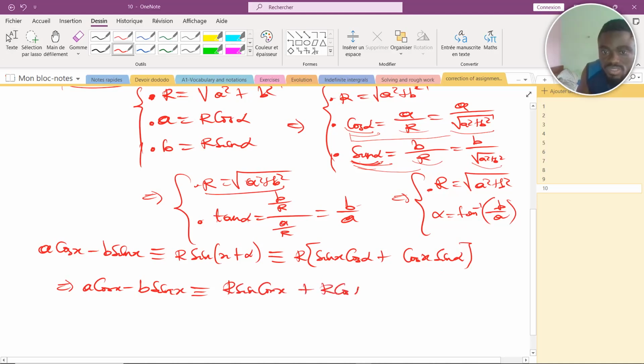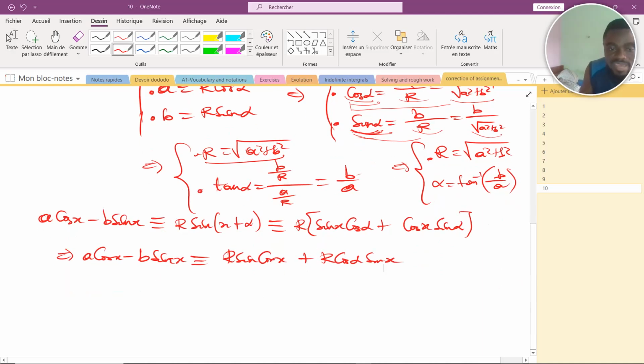R cos alpha sine x. Is that okay? From there, I'll have what? This implies my r will be equals to what? The square root of what? A square. Here it is minus b plus minus b square. Is that okay? Which is the same thing as the square root of a square plus b square.